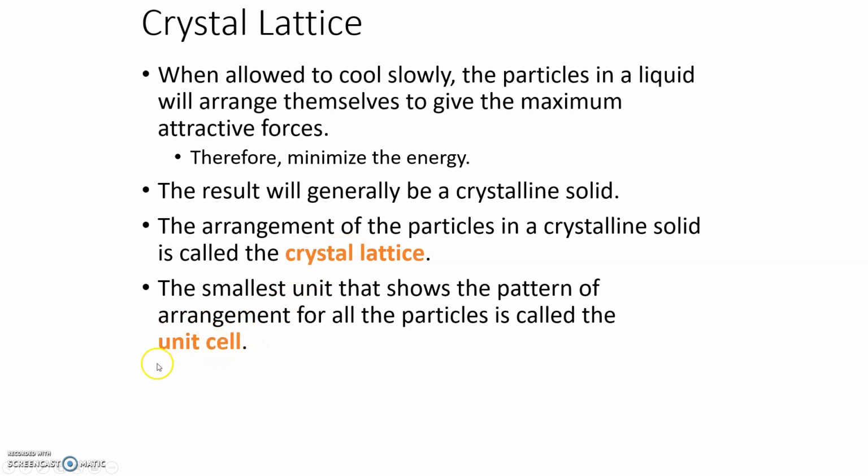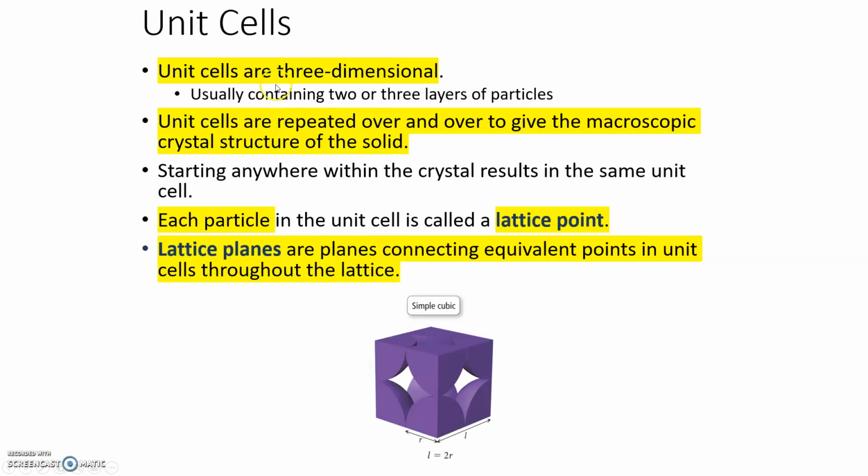The unit cell is the one that is repeated all over the crystal structure, but it is the same one all the time. Unit cells are three-dimensional. They are repeated, as I told you before, all over to give the microscopic structure of the solid, and each particle is called a lattice point. The lattice planes are planes connected by equal points in unit cells throughout the lattice.